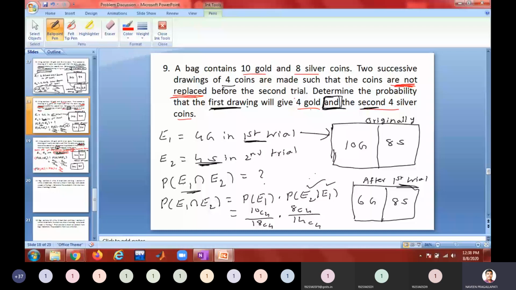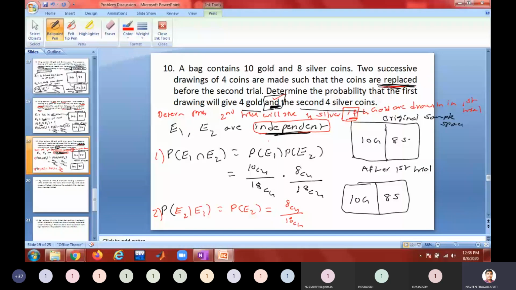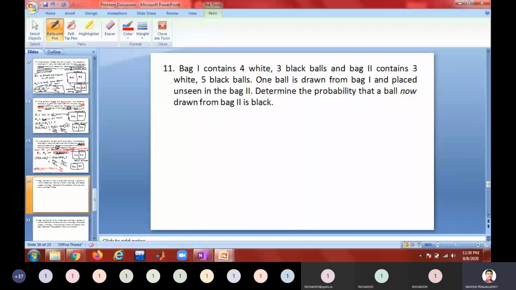Okay, so this is the most important point that I said just now. You have to understand whether the events are dependent or independent. Accordingly, you have to write down the problem. Now read this problem. Bag 1 contains 4 white, 3 black balls. Bag 2 contains 3 white and 5 black balls. One ball is drawn from bag 1 and placed unseen in bag 2. Determine the probability that a ball now drawn from bag 2 is black.